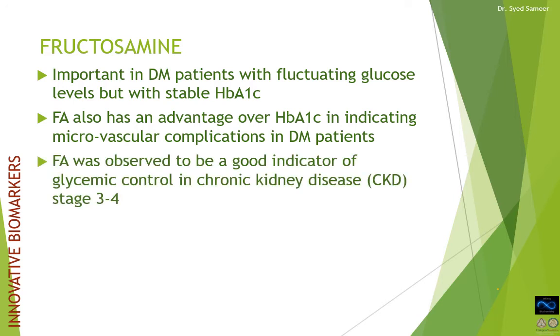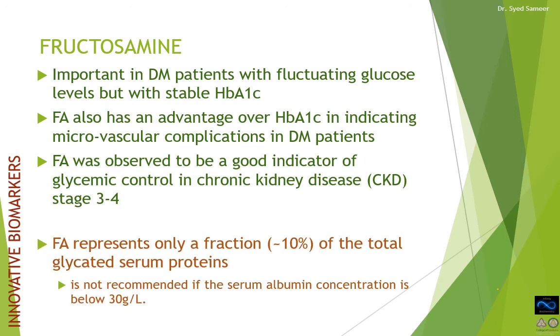Thirdly, it is a good indicator of the glycemic control in patients who are suffering from chronic kidney disease, especially those at stage 3 and stage 4. However, it does have some limitations. One of the important limitations is that it represents only a fraction of the total glycated serum proteins, about 10% only. So usually it is not recommended in those patients who have a serum albumin concentration lower than 30 grams per liter.